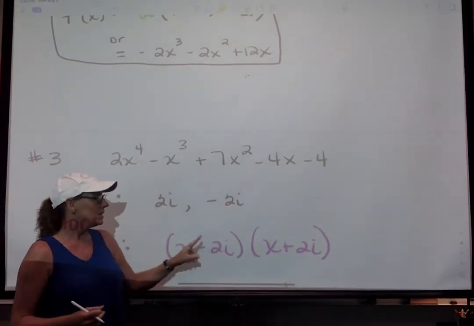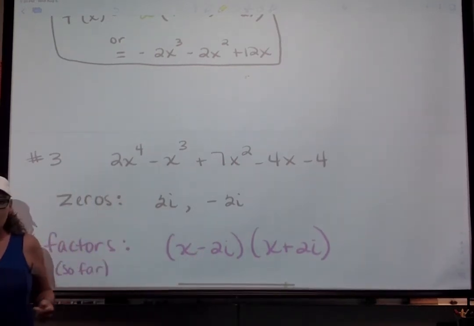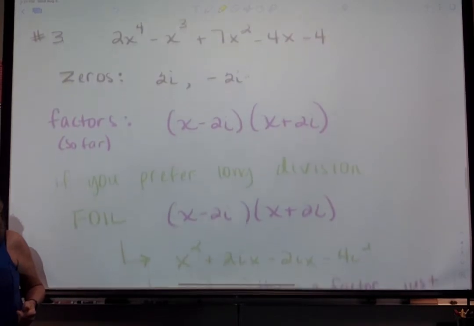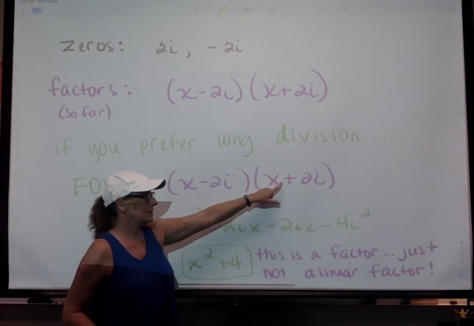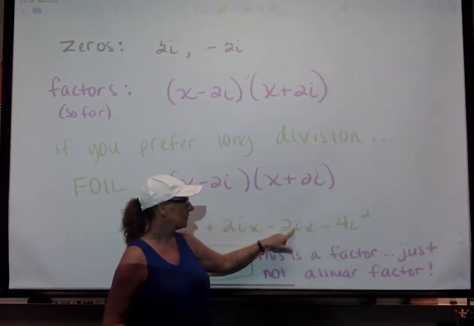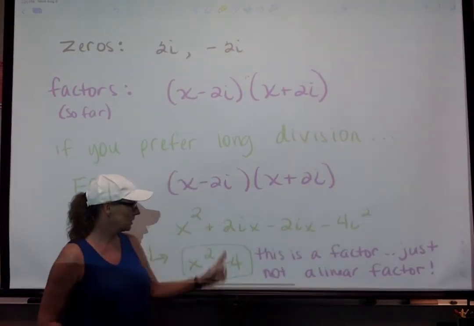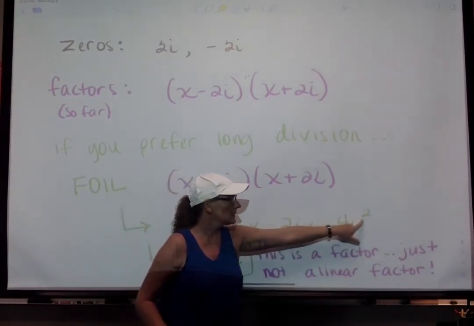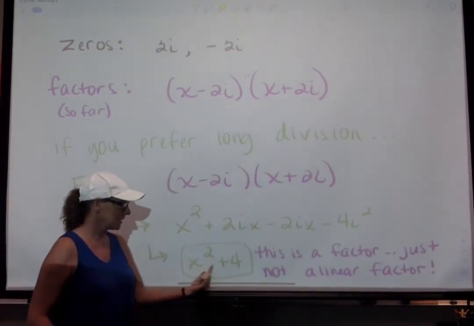2 linear factors, right? I just did x minus this one and x plus this one. They're binomials. FOIL them. If you prefer long division, FOIL these 2. Ready? First, outer, inner, last. Collect like terms. This term is negative. This term is positive. x squared plus 4.